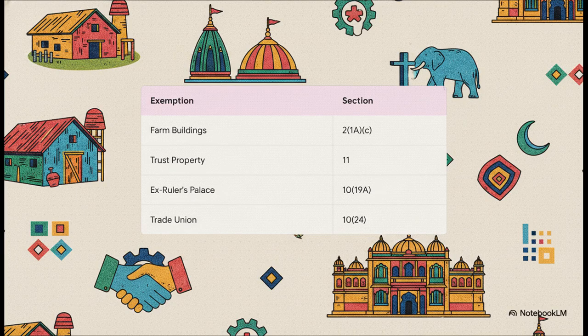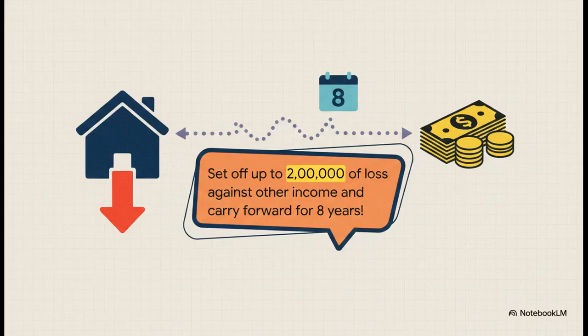So, unless you happen to have a spare palace lying around, you'll probably be focusing a bit more on those standard deductions. But what happens if your property calculations actually result in a loss? Say your deductions far exceed your property income. Well, this can actually be a huge strategic advantage. The law allows you to set off up to 200,000 rupees of house property loss against other heads of income in the same year, like your salary, for example. And if you still have unabsorbed losses after that, you can literally carry them forward for up to 8 years.